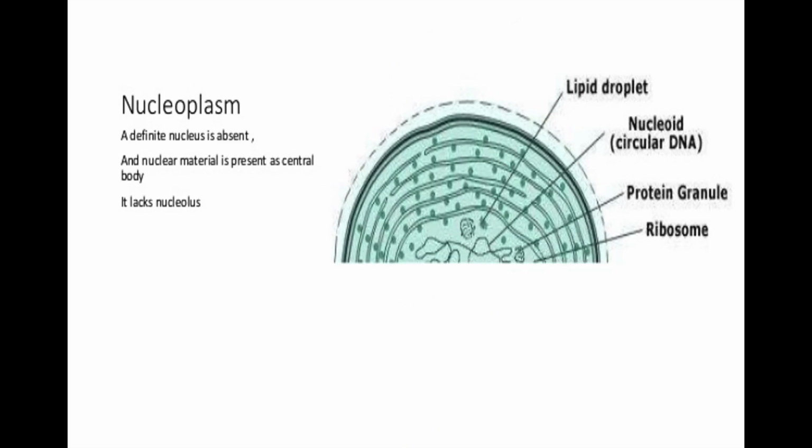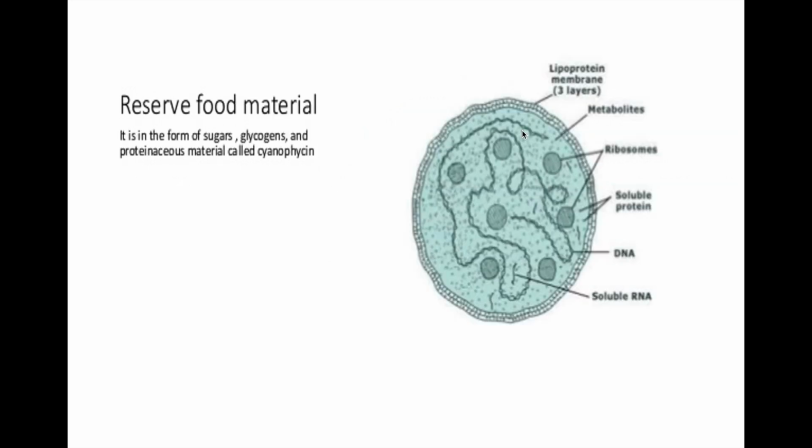So we'll talk about the nucleoplasm. The central centroplasm contains DNA and RNA. As there is no true nucleus or nucleoli, the reserve food material occurs in the form of cyanophycean starch here. And in the nucleoplasm, as I've told you, there is no nucleus. It is present in the central part. Lipid droplets, nucleoid, protein granules, and ribosomes can be seen in the picture.